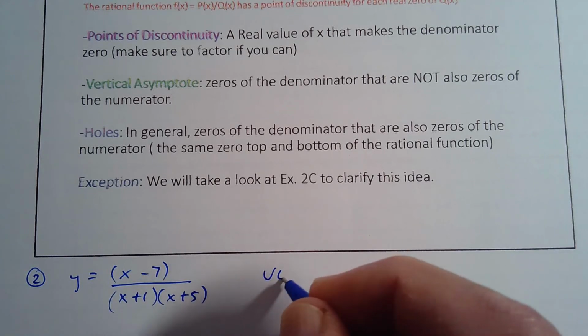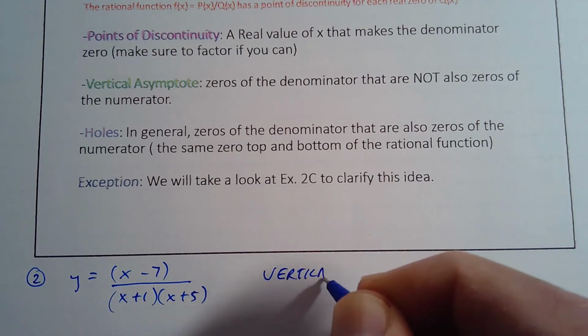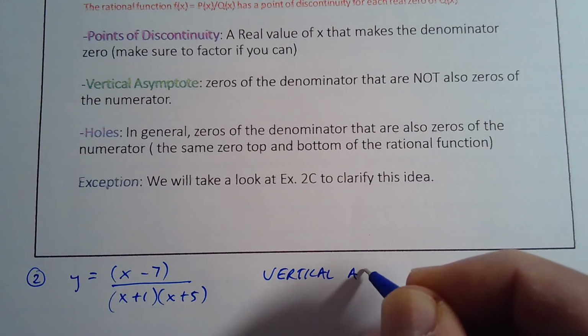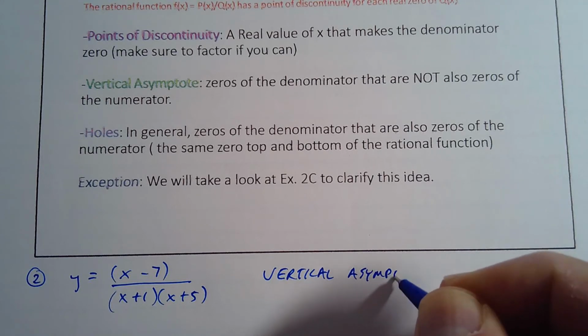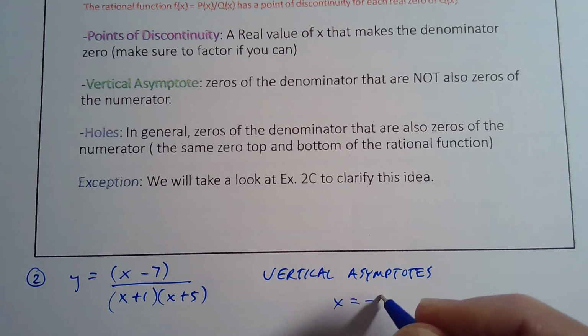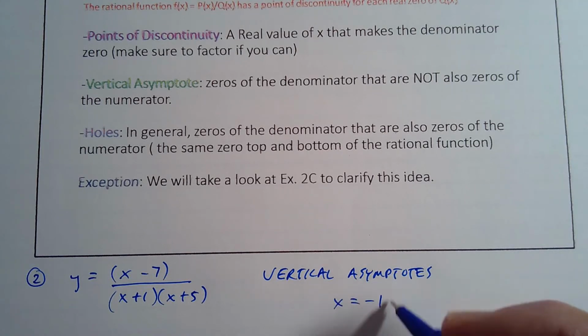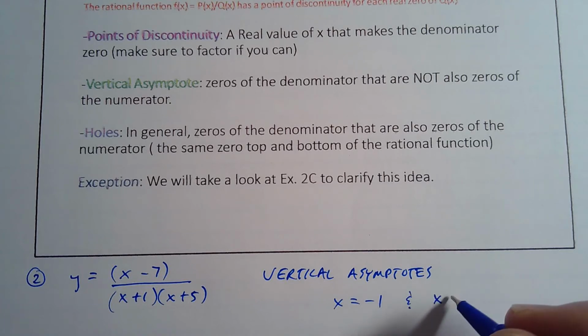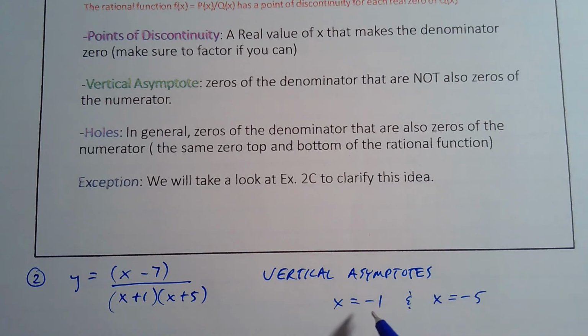So vertical asymptotes for this one would be x equals negative 1. Remember, that would be a vertical line. And also x equals negative 5. Now I've said and or, it's both. Okay, that's the first one.